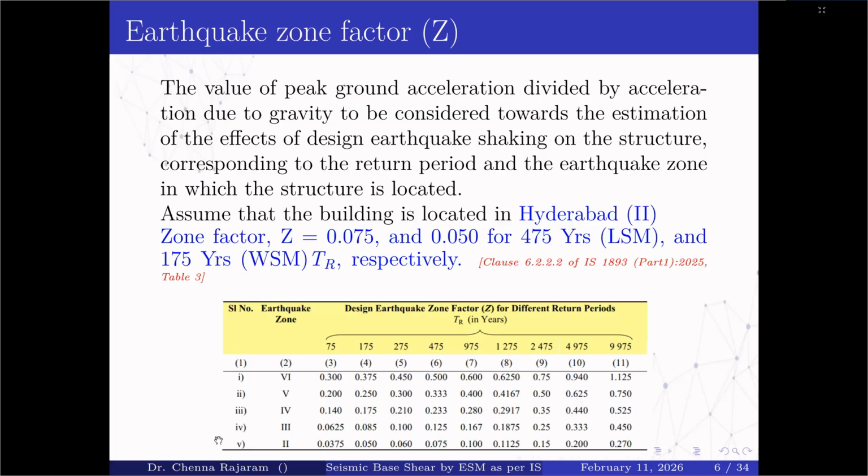Now a table is shown here in which the return periods and the zone factors are given. This table is provided in IS 1893 Part 1 2025 as per clause 6.2.2.2. Wherever the parameters discussed are from IS 1893, the clauses are given in red color in the subsequent slides.